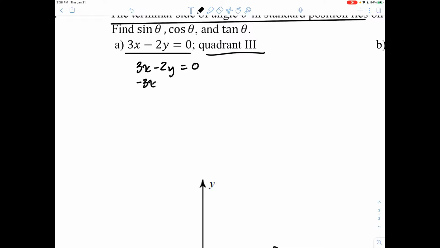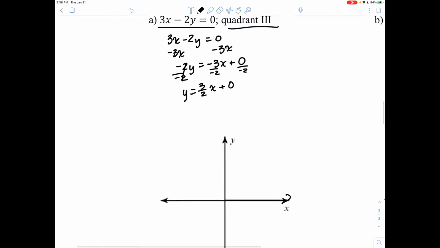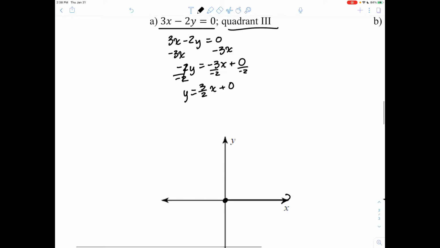So I'm just going to put it in y equals mx plus b. So negative 2y equals negative 3x. I'm going to go ahead and leave that plus 0 because that's your y-intercept. Divide by negative 2, and you get y equals the slope, rise 3, run 2, x, plus 0. So that means that you know your y-intercept is 0, and it should be, because this is an angle that should have its vertex at the origin.